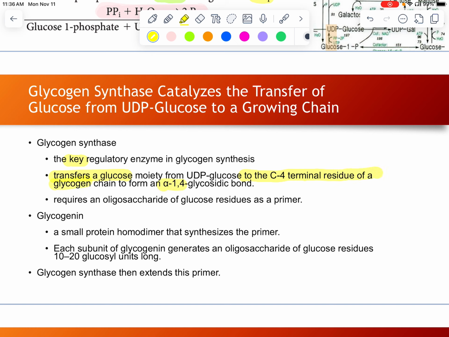And it can really only form 1,4 glycosidic bonds. So it can form those alpha 1,4 bonds. Remember, glycogen is branched. We're going to take a look at that, but this glycogen synthase really only helps us build that straight chain. And it needs a starting point. Okay, it's got to have a starting point as like a primer. And so that starting point is really provided by this small protein called glycogenin.